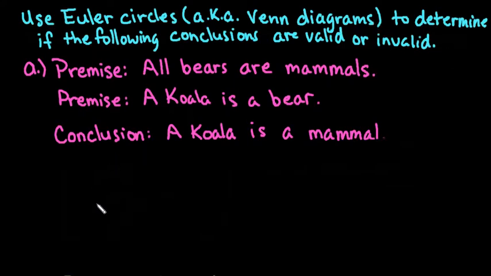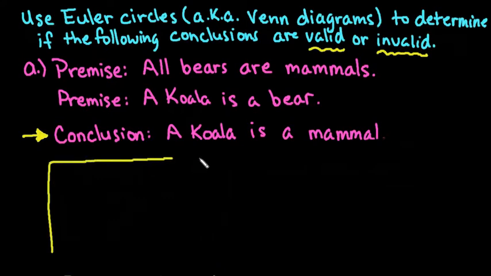All right, so our premise is that all bears are mammals. The second premise that we have is that a koala is a bear, and we want to determine, is this a valid conclusion or not? A koala is a mammal. In order to be valid, it must be true 100% of the time. In order to be invalid, you must be able to find a false statement or a place where it just doesn't work. Okay, so we're going to visually represent this with a Venn diagram, or like I said, Euler circles.